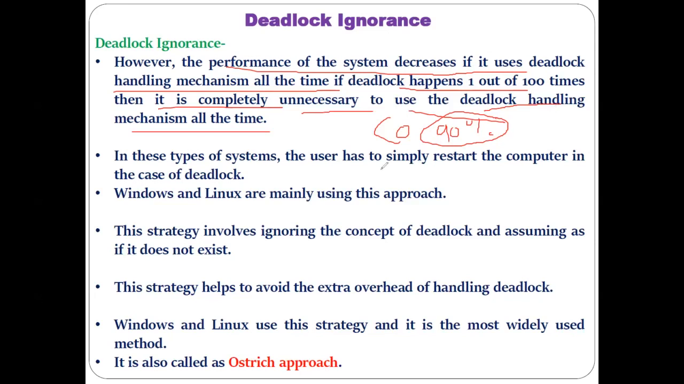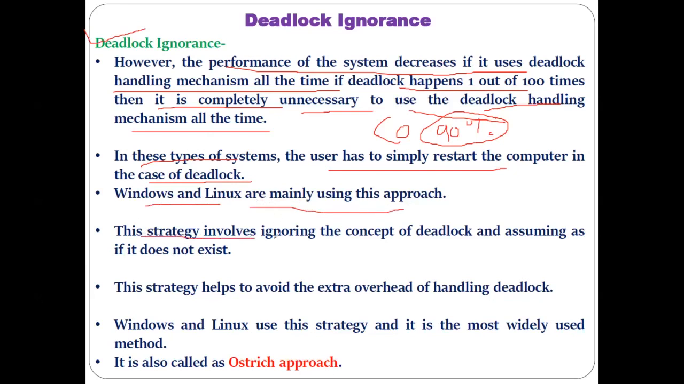Understood? So in case of normal users, when the deadlock occurs, your system hangs completely. In this type of system, the user has to simply restart the computer in case of deadlock, as I said. You just restart the computer, and then your computer works in the normal way. So this approach, which approach? The deadlock ignorance approach is normally followed by the Windows and Linux operating systems for normal users.